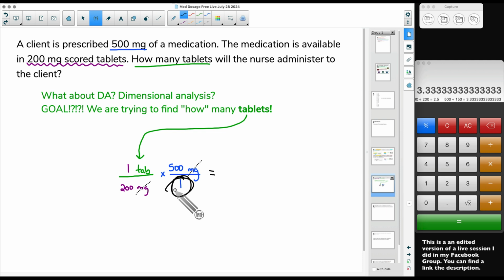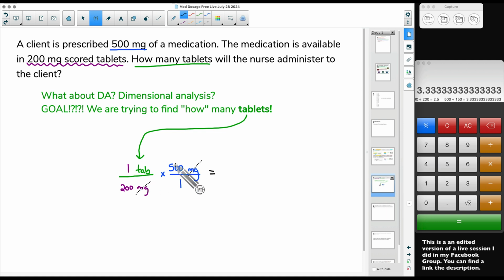That one would truly mean the one client, the one patient. In this case here, this 500 milligrams does not mean the one patient. It's the one dose or the one prescription. Honestly, it's more of just a placeholder, but the one technically does have a meaning.